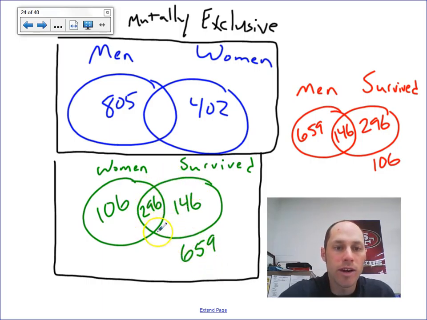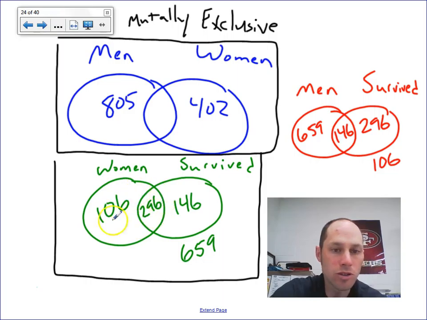We could count up the total survivors. Look in this circle. So we could see that there are 452 or 442 that survived out of the total 1207. We can calculate how many total women there are, or how many women did not survive, the 106 out of the 1207, or 106 out of the total of 402 women. We can easily see how many did not survive out of the total, or how many did survive. So it's easy to see those with our Venn diagram.